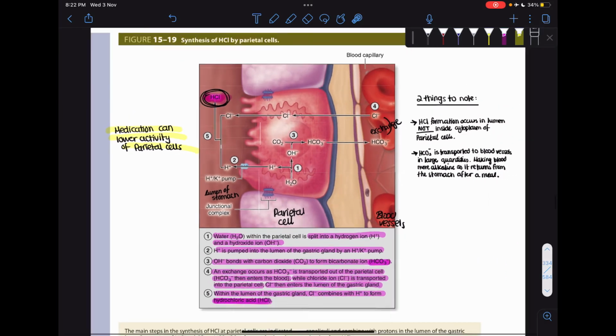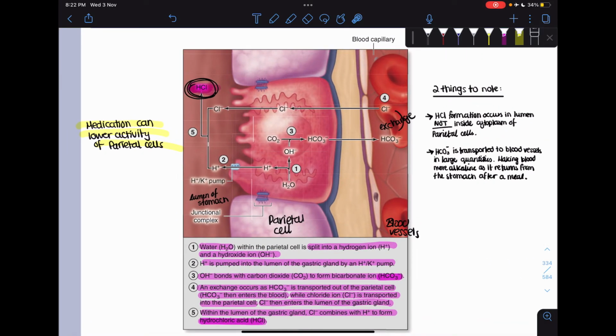Okay. So two things to note. First, the hydrochloric acid formation occurs in the lumen, not inside the cytoplasm of the parietal cell. So the hydrochloric acid synthesis happens in the lumen of the stomach, not inside the parietal cell. The second thing to note is that the bicarbonate is transported to blood vessels in large quantities, making blood more alkaline as it returns from the stomach after a meal.